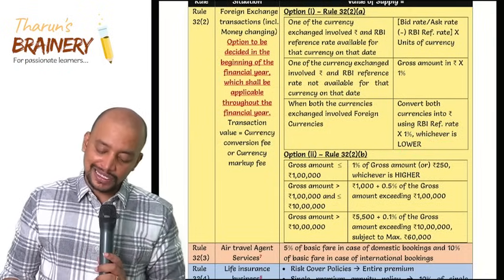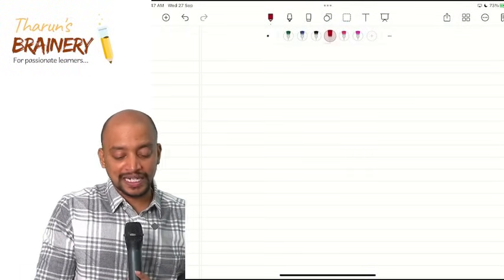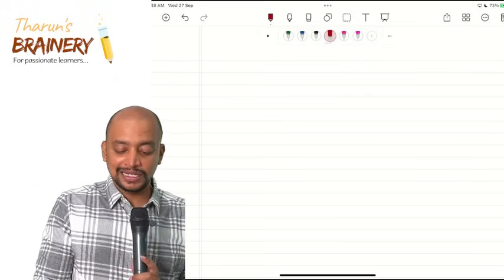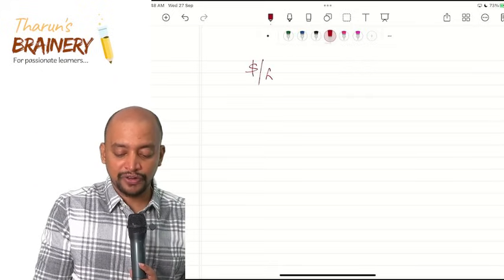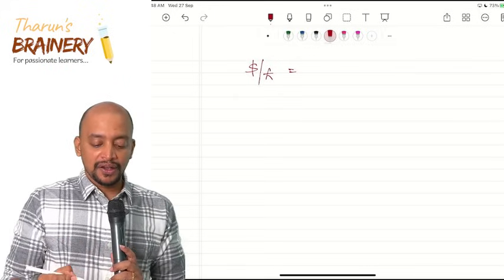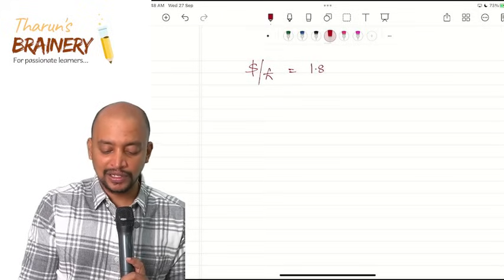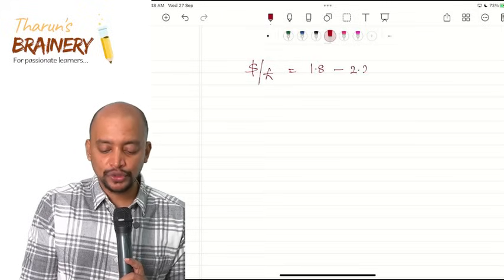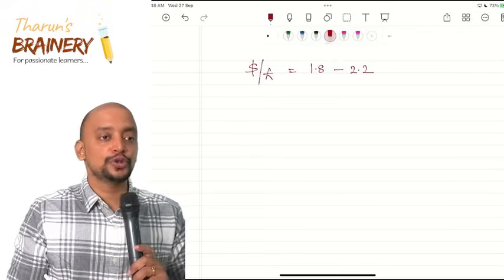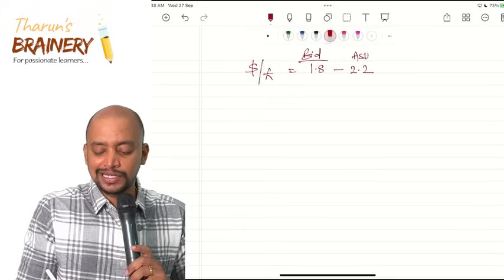So what is this scenario? It is simple. Instead of rupee per dollar or rupee per pound, we don't have such an exchange rate; we have an exchange rate denominated in foreign currency, dollar per pound. So 1 pound will be $1.8 and $2.2. 1.8 is the bid and 2.2 is the ask.